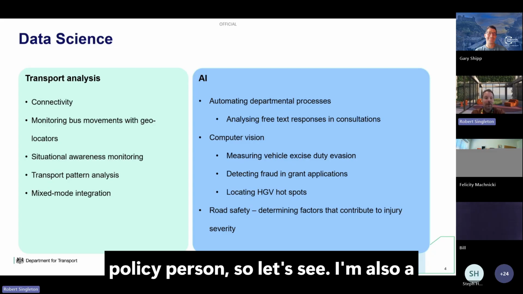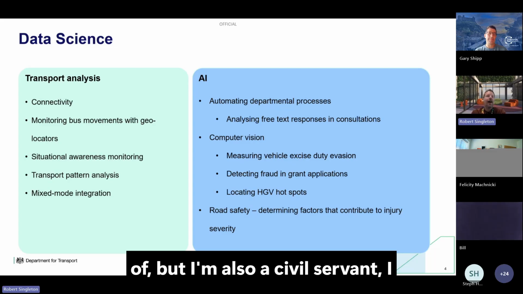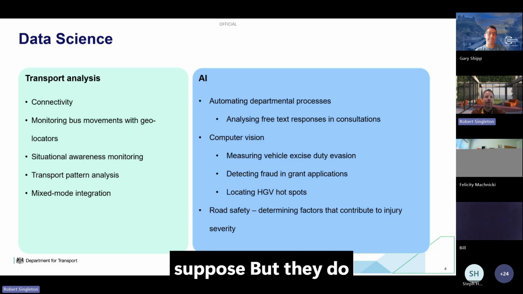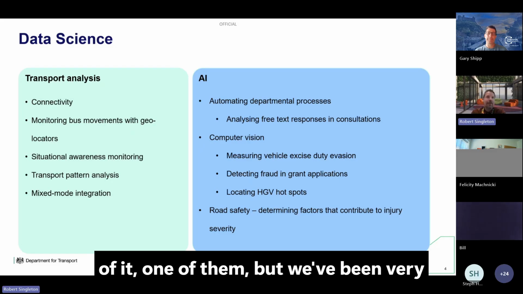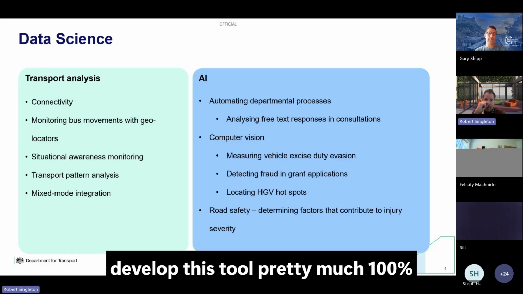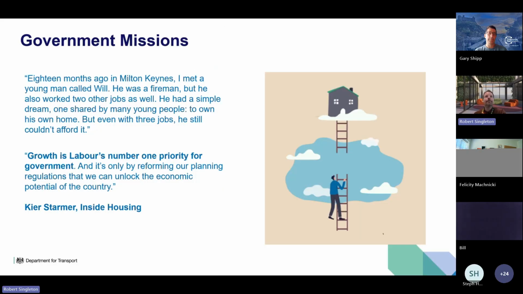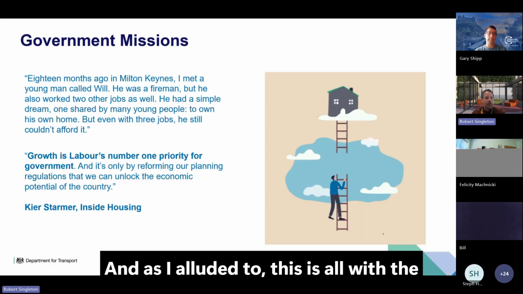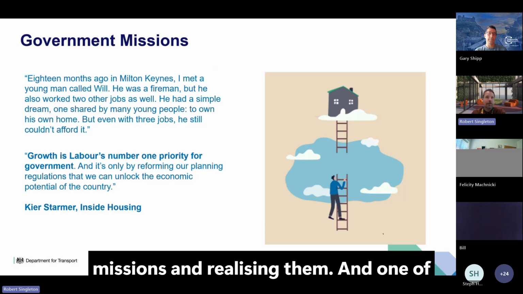So let's see. I'm also a town planner and a transport planner, but I'm also a civil servant, I suppose. They do a range of things, connectivity being one of them, but we've been very lucky in the department to be able to develop this tool pretty much 100% in-house. And as I alluded to, this is all with the objective to drive the government's missions and realise them.